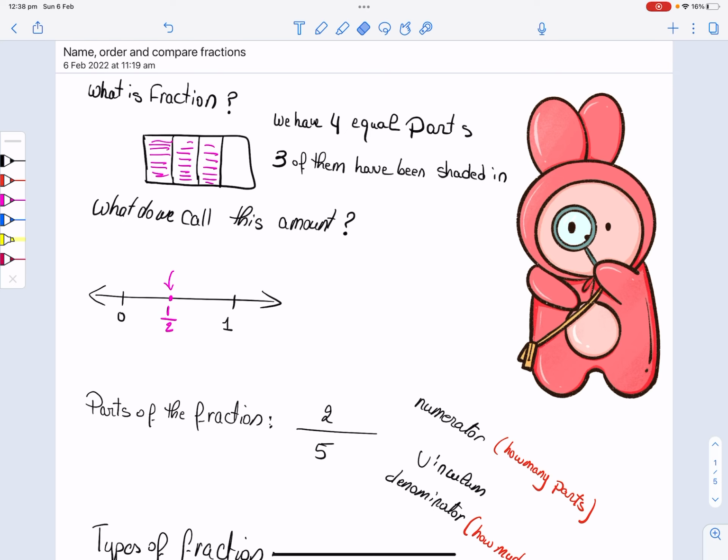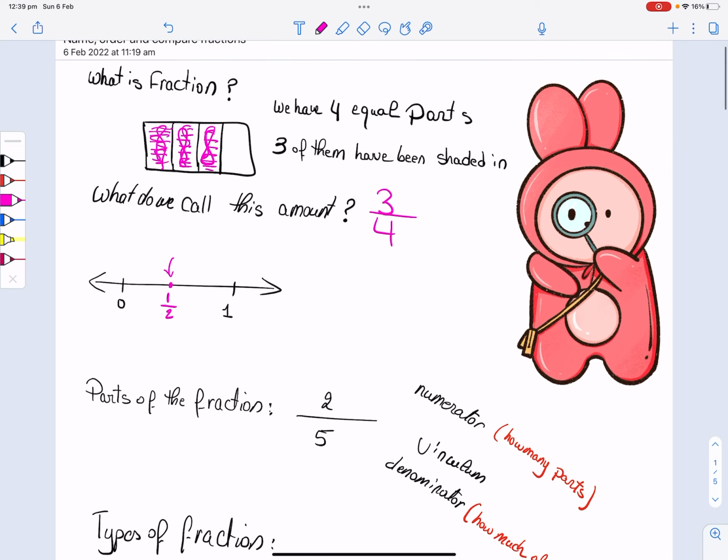Let's have a look here. We have 4 equal parts. 3 of them have been shaded in. If we see, this part is shaded, and this one, and this one. How do we represent these parts? This is called 3 out of 4 or 3 over 4, because we have 3 parts shaded. This is 3 and 4, it's the whole part.